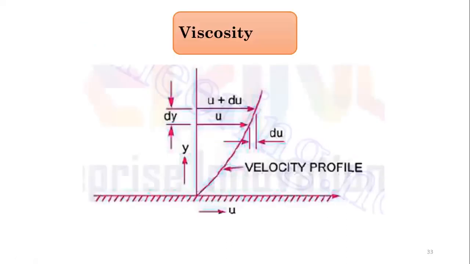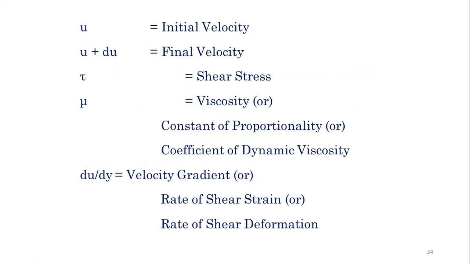Okay. So these are all the terms which we have seen in the image. U is the initial velocity, the first layer velocity. And above that, I'm considering one more layer, the second layer with velocity of U plus du. And as I already said, between the two layers, as it is in movement, a shear stress will be generated. That is denoted by tau. Tau is the shear stress between the layers.